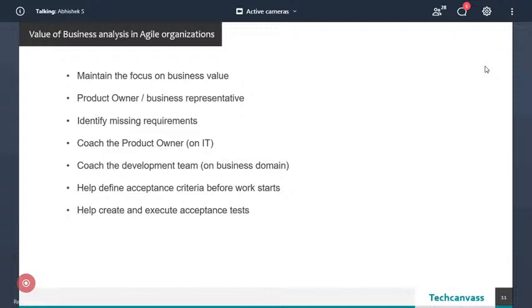And finally, you need to help define acceptance criteria before the work starts. This is a very important responsibility of the product owner. Any user story that you write, you need to ensure that it has proper acceptance criteria, because based on that, you ensure that the story or the requirement is built on the right track. Eventually, once that is done, you can help your test team with the acceptance test. And as a business analyst, you can also do a couple of exploratory tests to ensure that the business value is met.